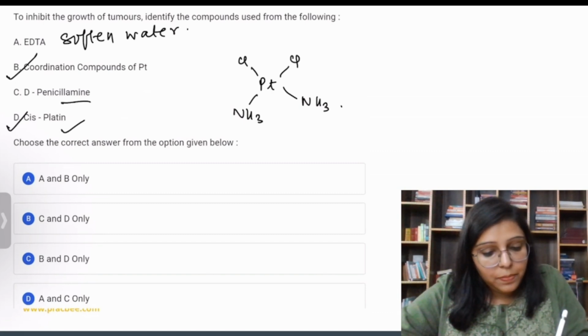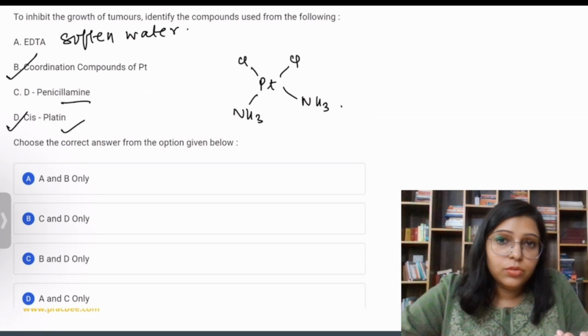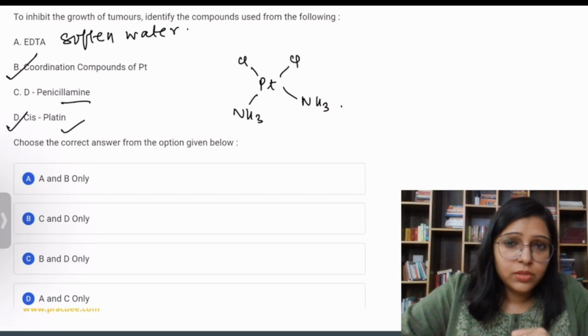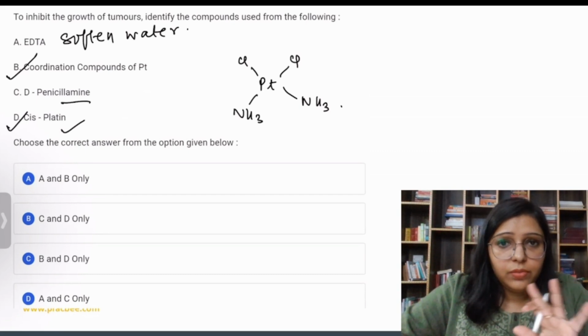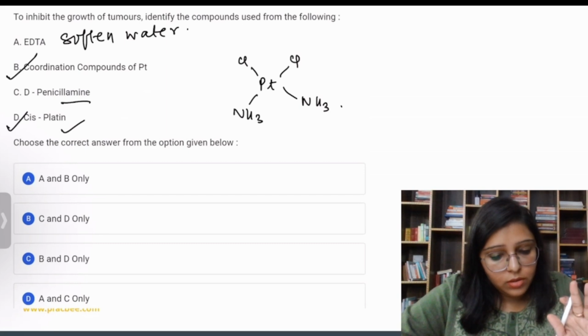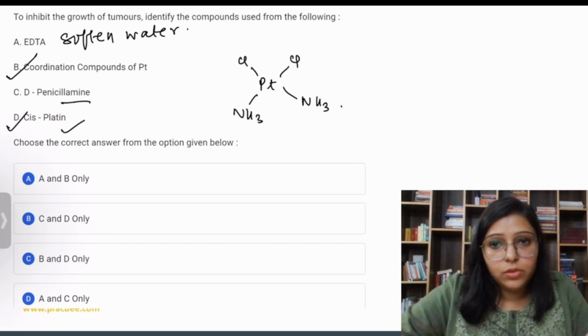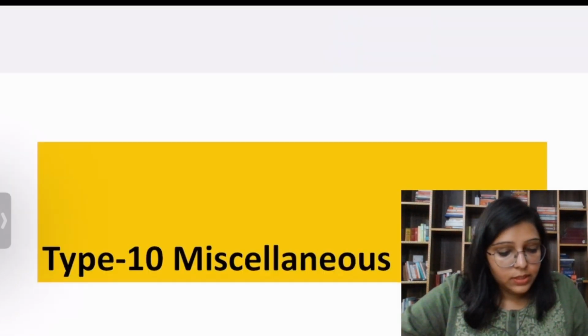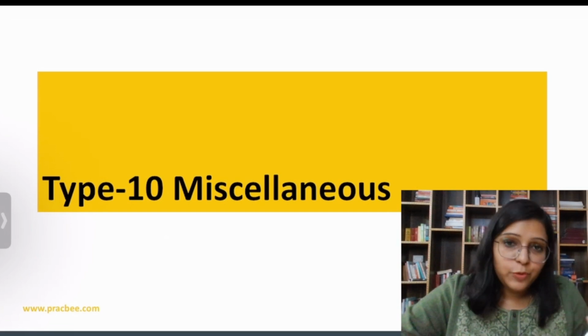Okay? And penicillamine. Generally we use this compound as an antibiotic, right? So we cannot use penicillamine to inhibit the growth of tumors. So the answer is going to be B and D. Option C is the correct answer. Now we are moving to the last part.